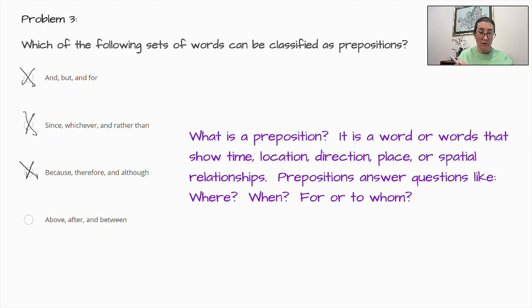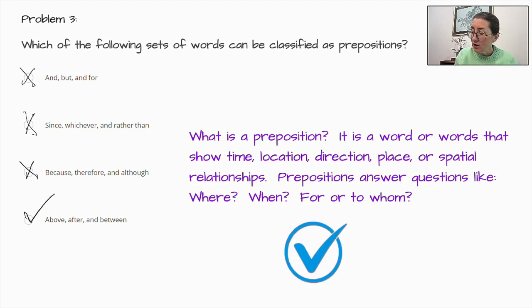Finally, we have above, after, and between. These do answer the questions where, when, and so on. So yes, these are the prepositions.